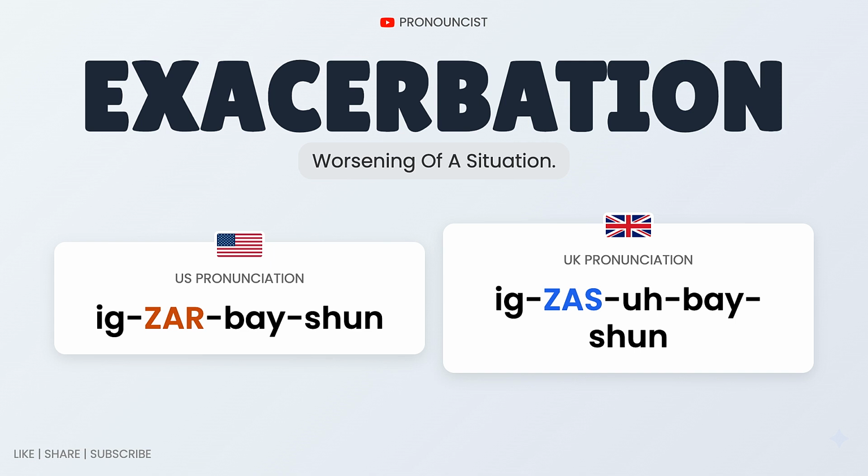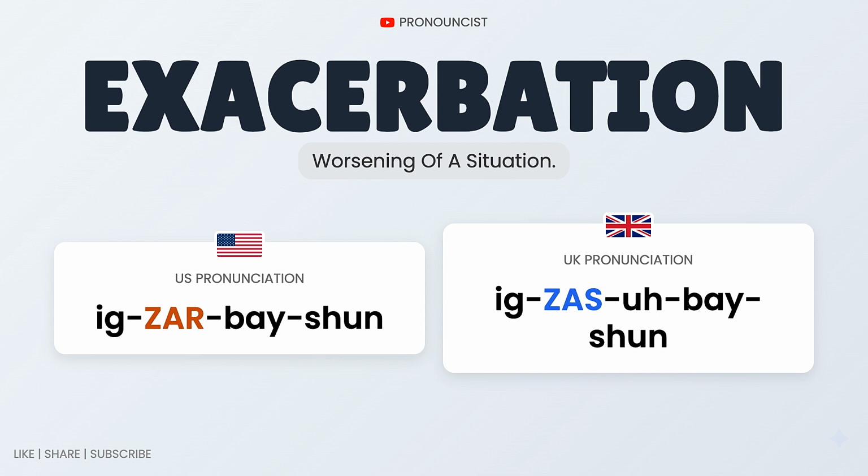Now, read the syllables of British pronunciation shown on the screen naturally. Exacerbation. Stress zar and keep shun soft.